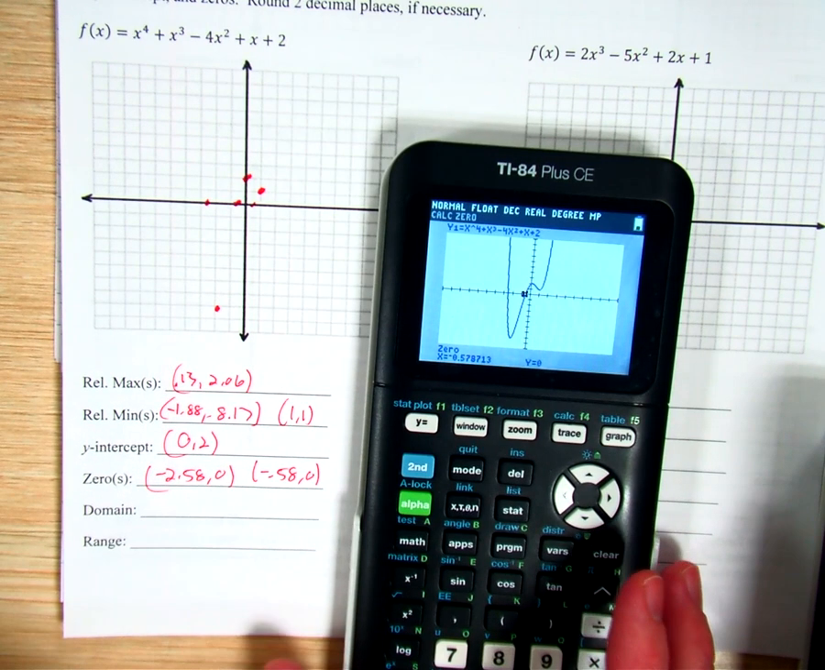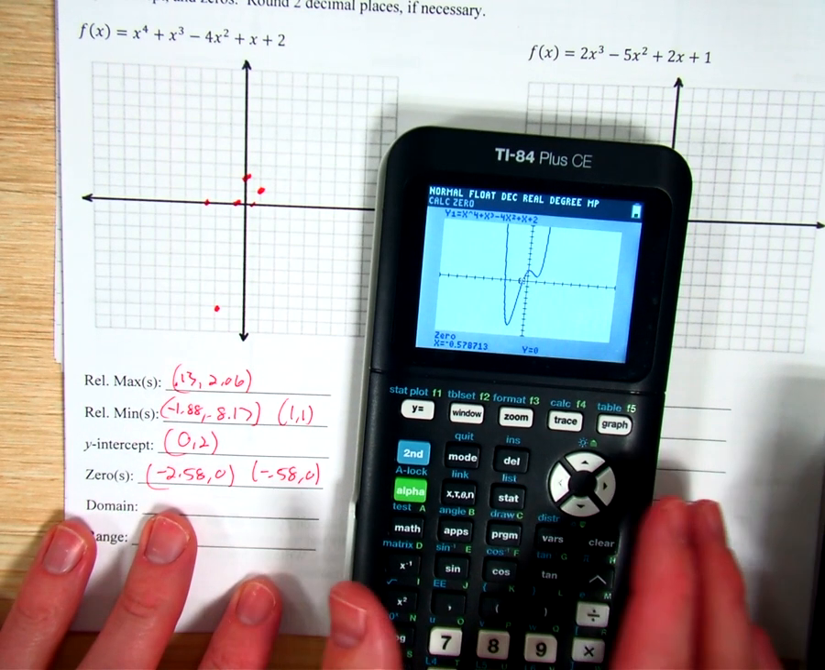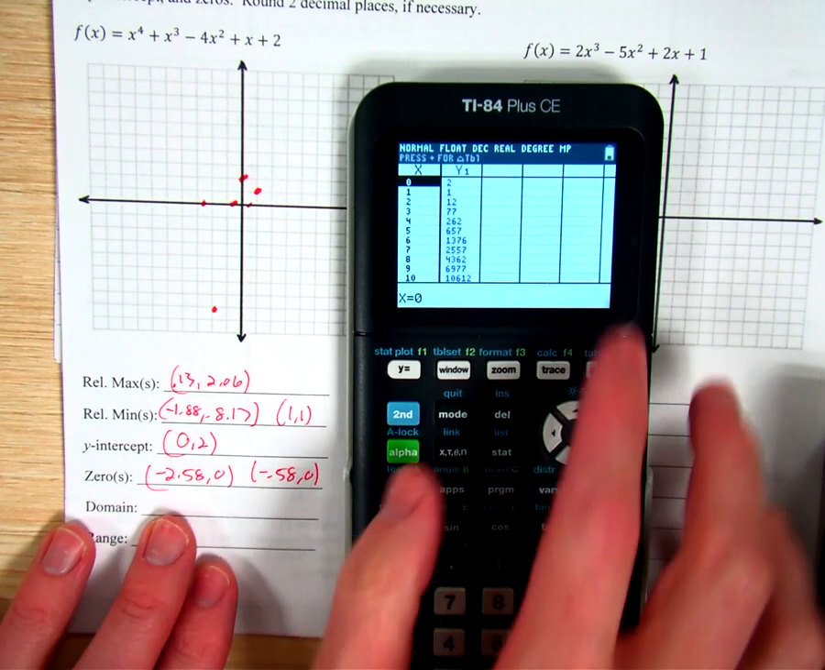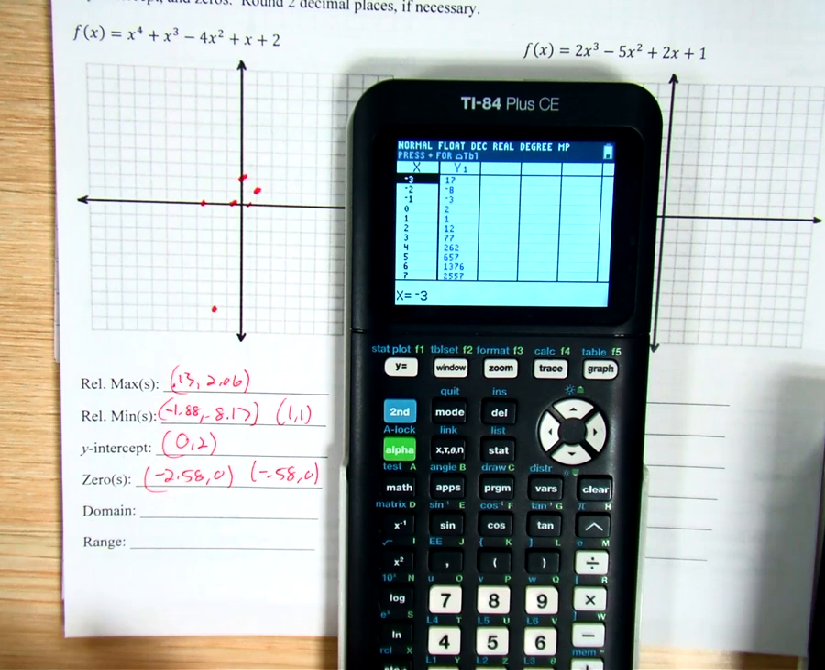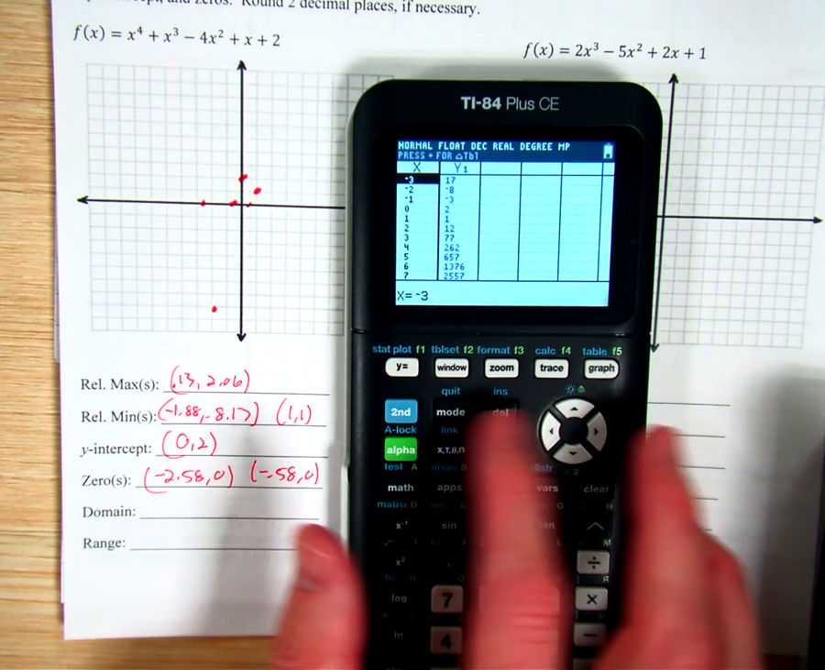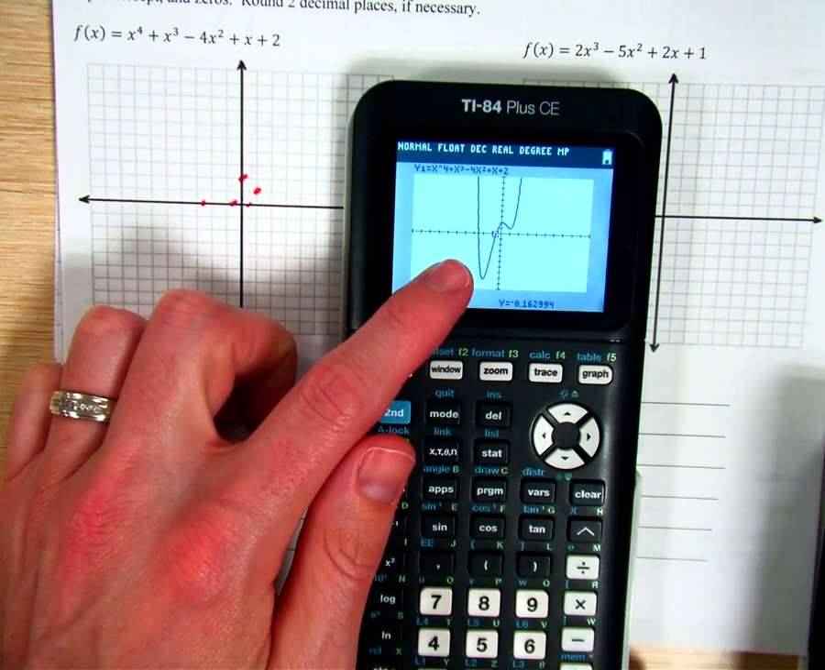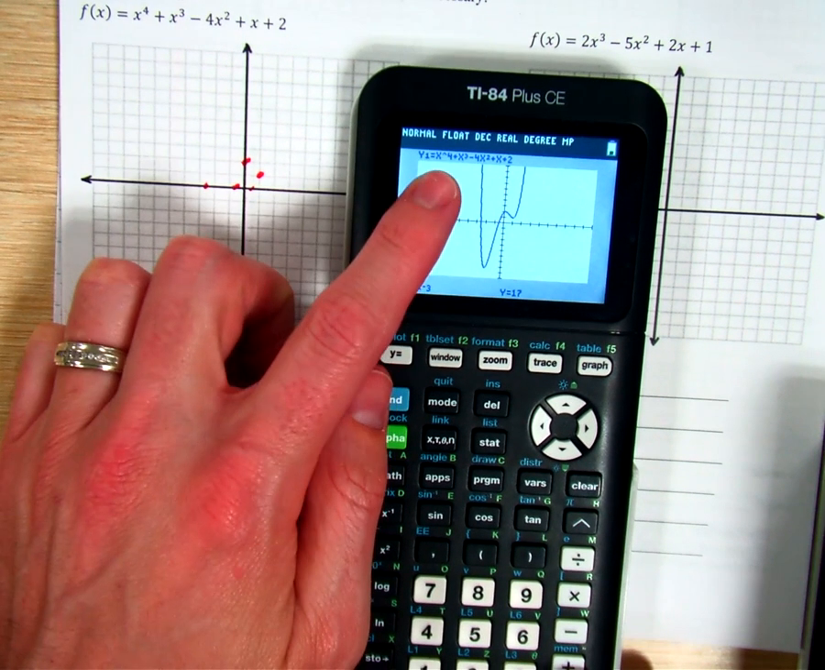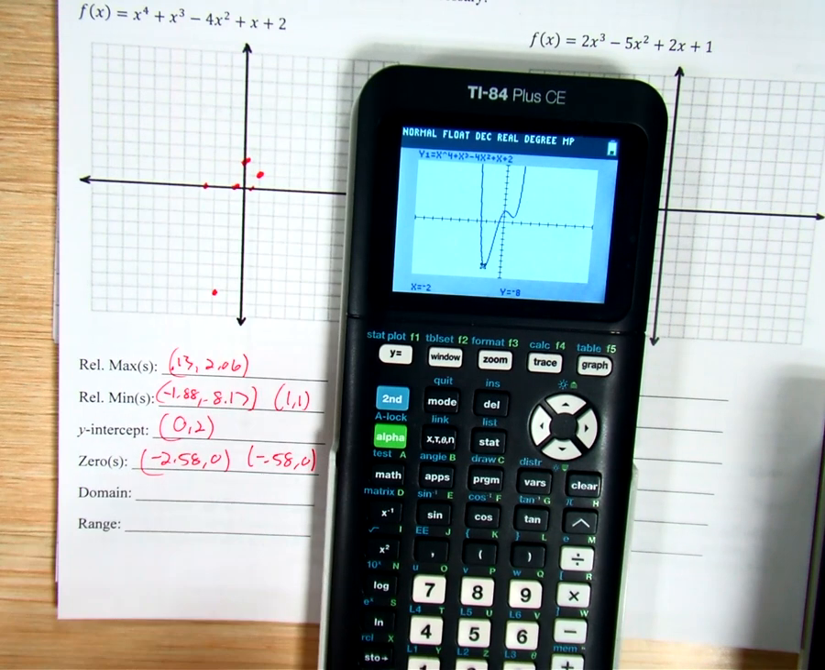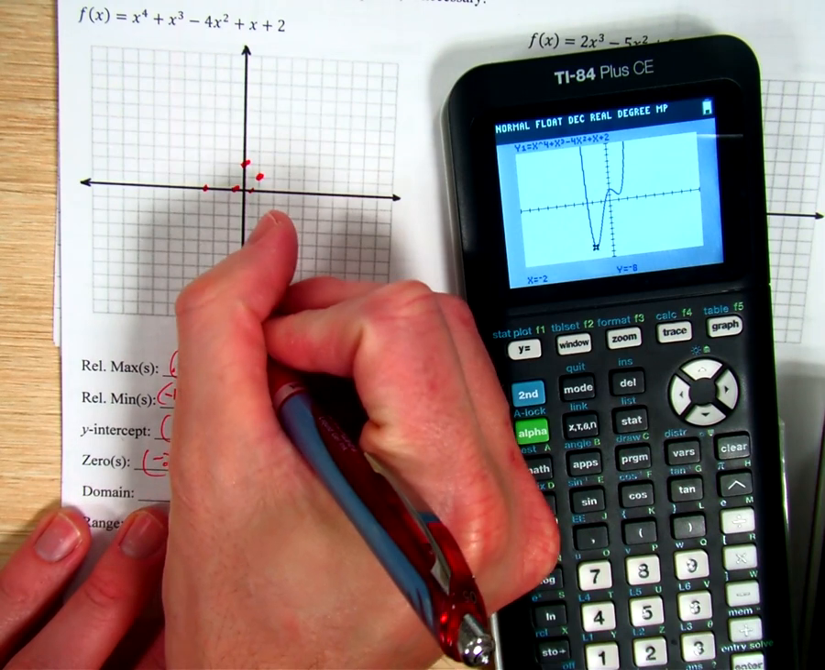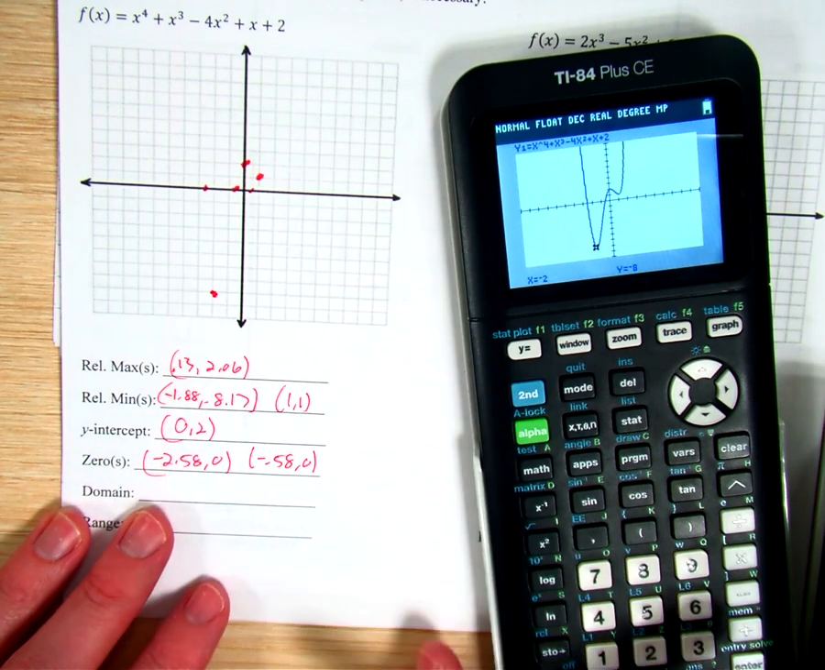I like to go through and collect some nice points. You can do that by second graph to get to your table, and you can see some nice points that would fit on the graph there. Or I could also go graph trace. That is like negative 3, we're at 17. Negative 2, we're at negative 8. Not very helpful since we already had a dot basically there.